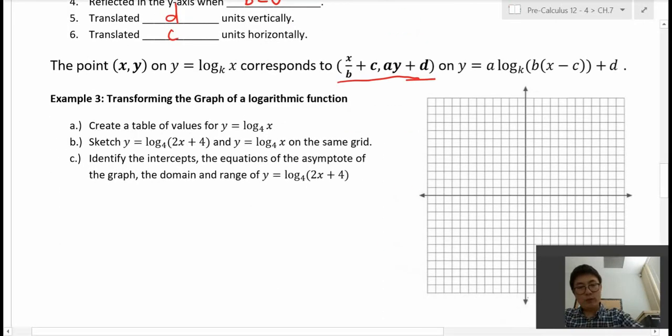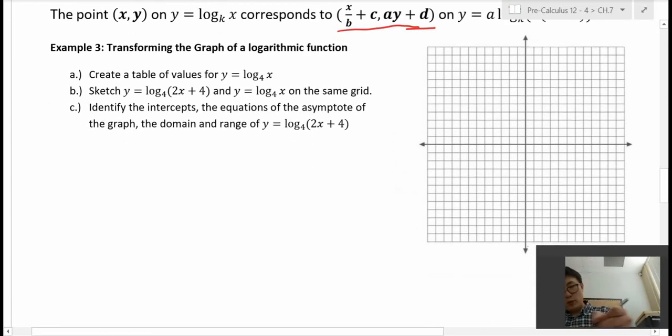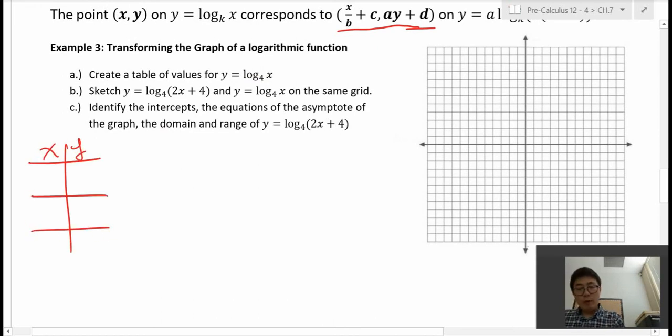Yeah, all the things that we've seen before. All right, so now we're going to actually do some transformation now. Okay, so part A says create a table of values for y equals log base 4 of x. Okay, so recall when we have this, we still create the table of values. But remember, instead of having the x values set first, we make the y values to be -1, 0, and 1.